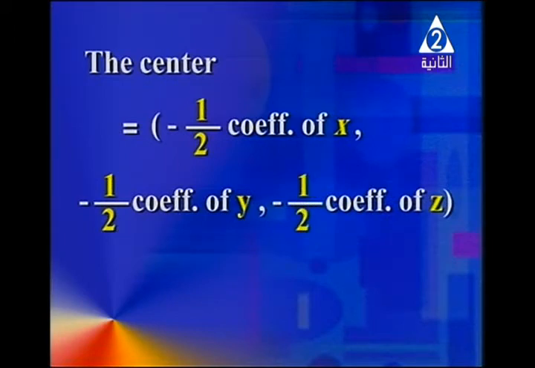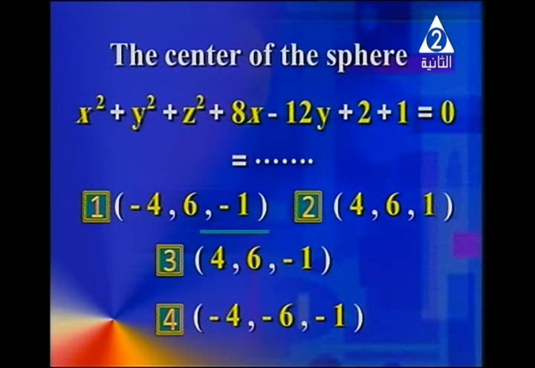By substitution, divide the coefficient of x by 2, the coefficient of y by -2, and the coefficient of z by -2. Then the center of the sphere is (-4, 6, -1). The first multiple choice.